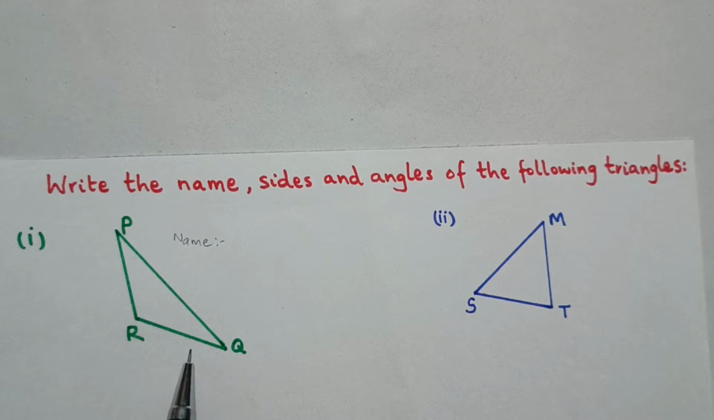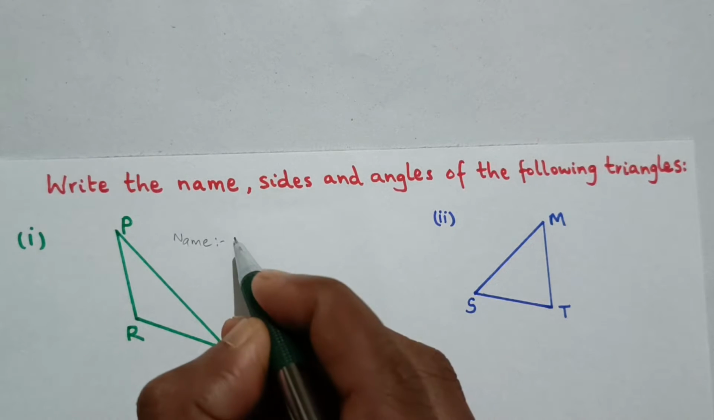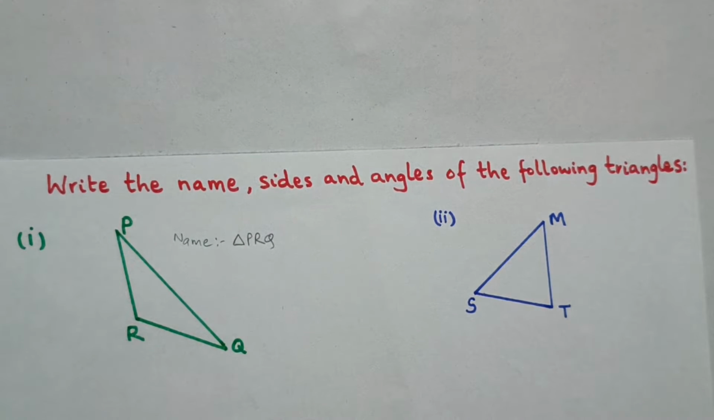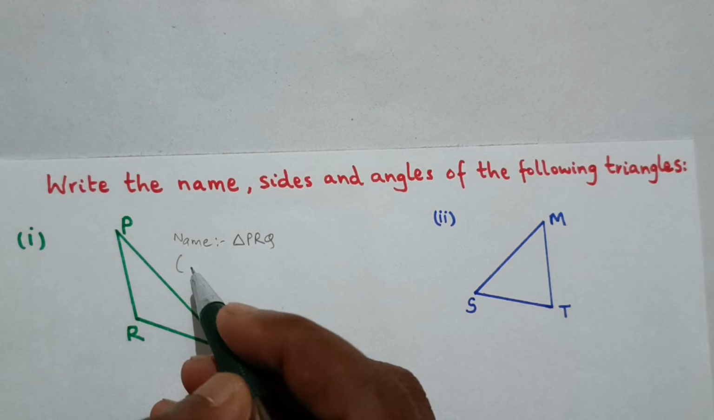So I will call this triangle PRQ. So I will name this triangle as triangle PRQ. But you can name this triangle in other different ways also. So what are the other different ways by which you can call this triangle? So I will write down all the other names of this triangle also.